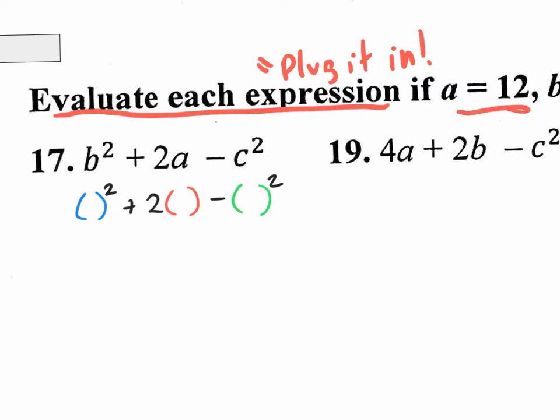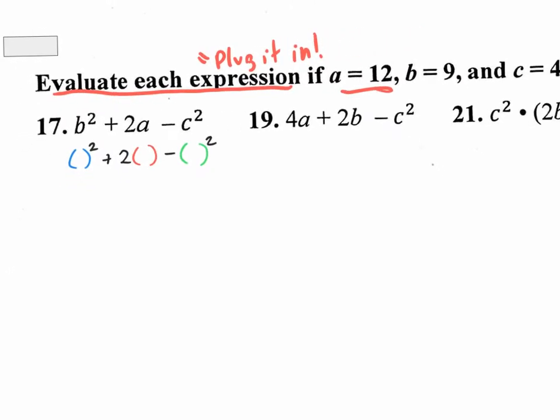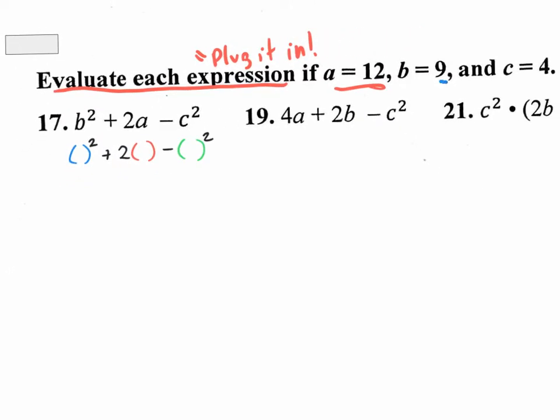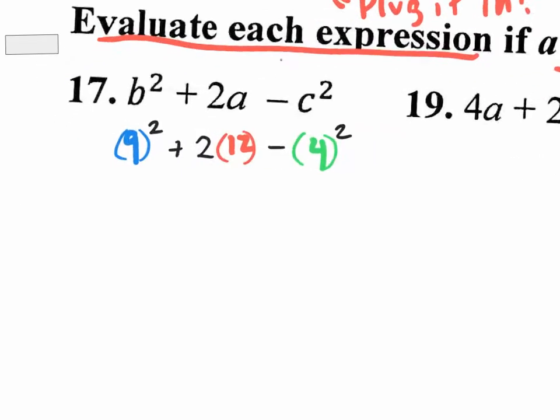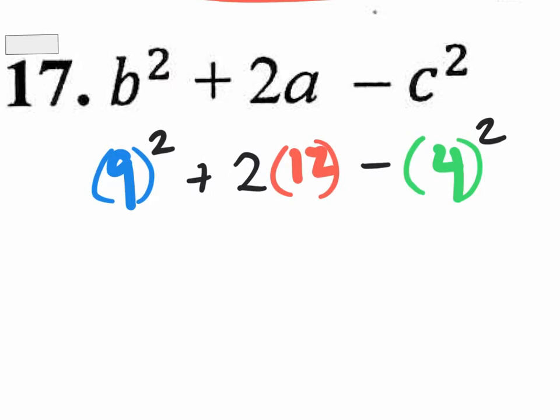If I just plugged in the 12 right here where the A is at, I might think that it says 212 without the parentheses. So it's important to put the parentheses when we're plugging in values so we don't make mistakes. Let's just go through and remind ourselves what the values are. The B value is 9 and the C value is 4. Okay, so the B value is 9, plug a 9 right in there. The C value is 4, plug a 4 where the C is at. And the A value is 12, plug a 12 where the A is at. So that's the first step on evaluating a variable expression.